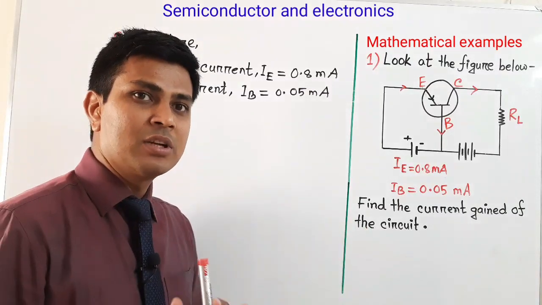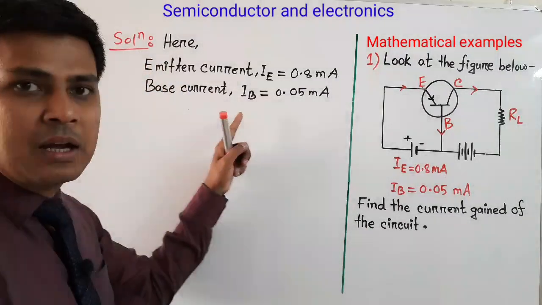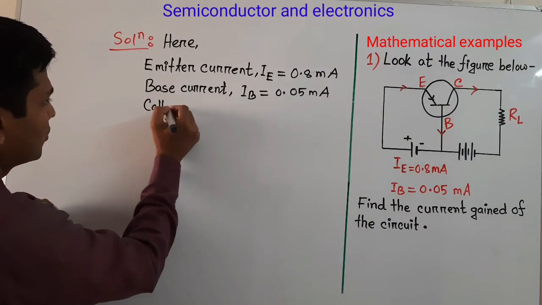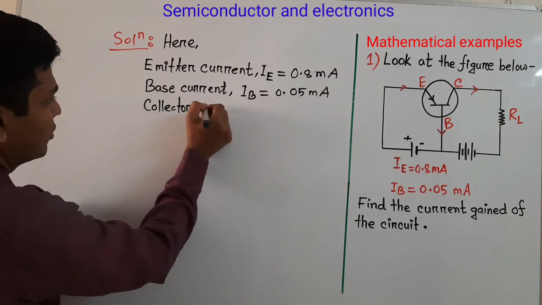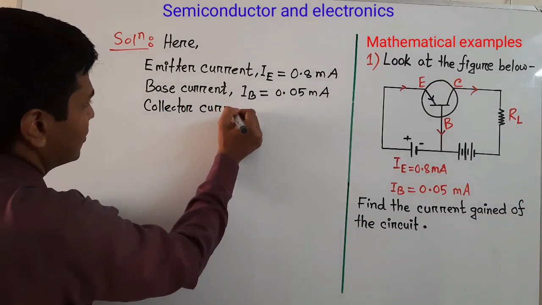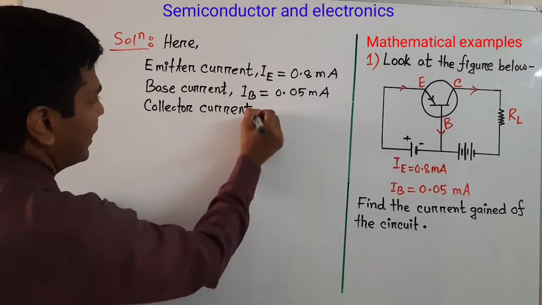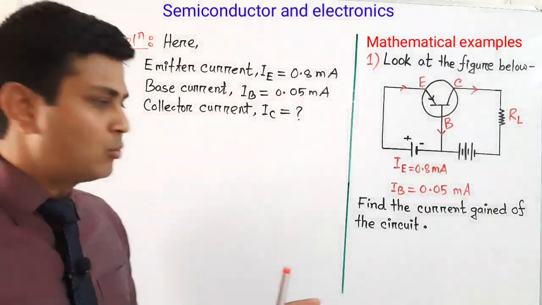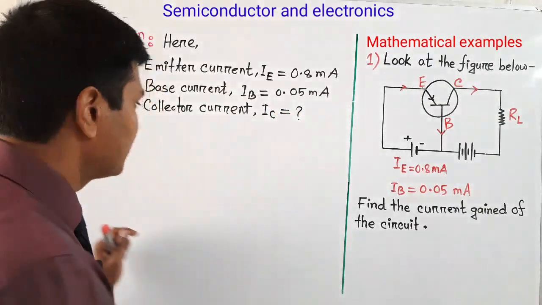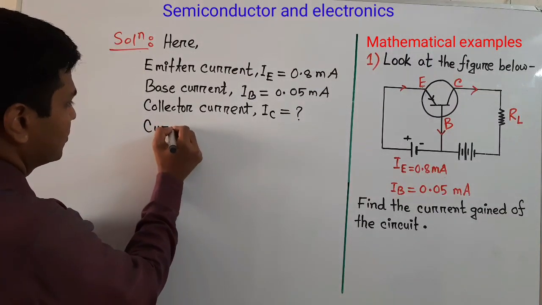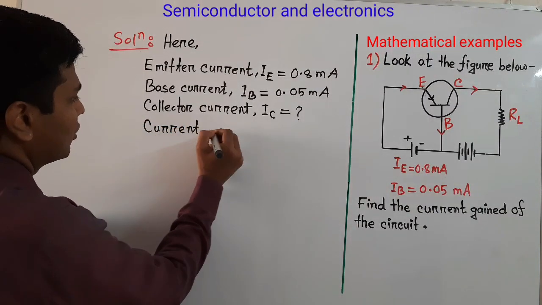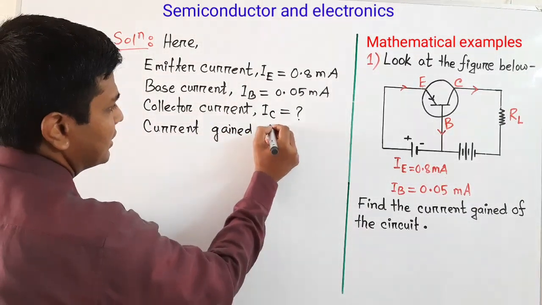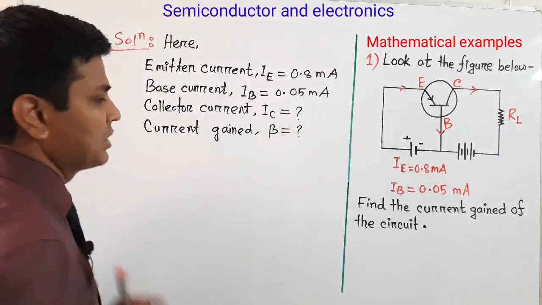So you have to calculate the current gain. Current gain is beta. If you want to calculate the current gain, then we have to know the collector current. So first of all, we have to calculate the collector current IC, and then we can get the value of the current gain. And you know the symbol of current gain is beta.